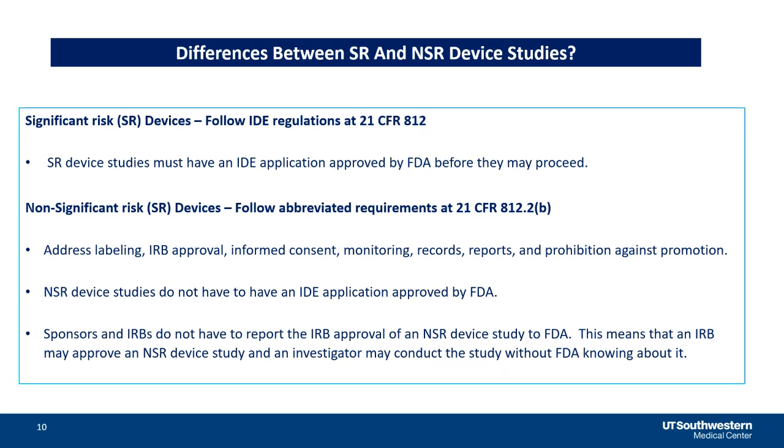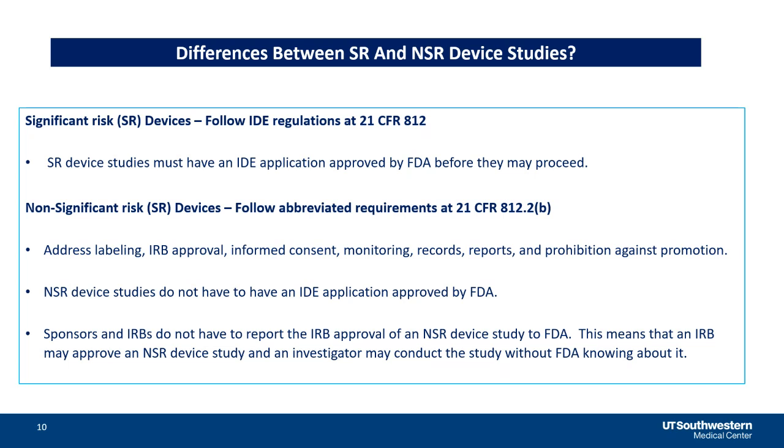Now let's discuss the differences between significant risk and non-significant risk devices. Significant risk devices must have an IDE application approved by the FDA before they proceed. The IRB will not allow you to move forward when you propose to use a significant risk device when its use is investigational without prior FDA IDE approval. There's no exception here.